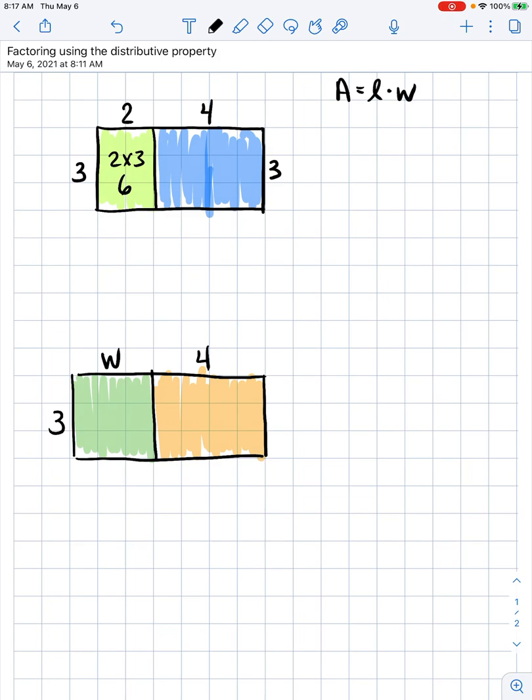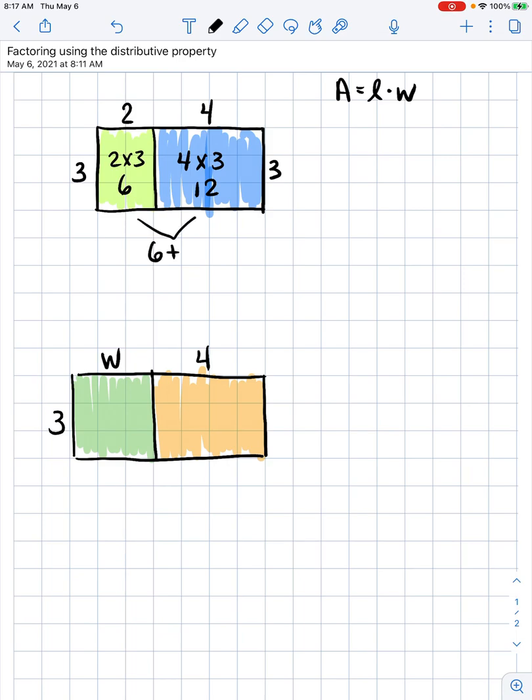To find the area of the blue, we would do 4 times 3, which would be 12 square units. Okay? And because this is math class and not the carpet store, I'm interested in the expressions, in how we went about finding it. Because I'm not going in and saying I want 6 square units and 12 square units. I'm going to add these together, right?